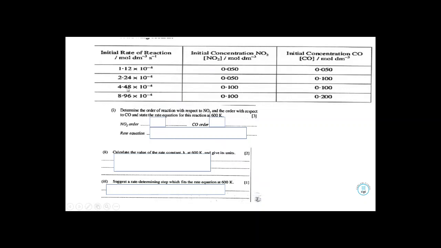And I can see similar here. Look, if you look here, between this run and this run, you can see again my rate's doubled. What have I done? Well, I've done nothing to the carbon monoxide, but I have doubled my nitrogen dioxide, and my rate's doubled. So that means both those things must be first order. Okay? So it's just using initial rate data.